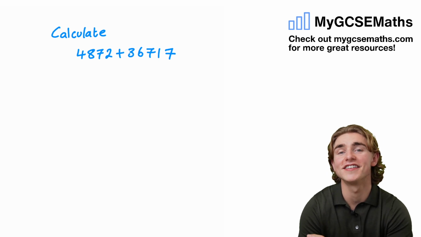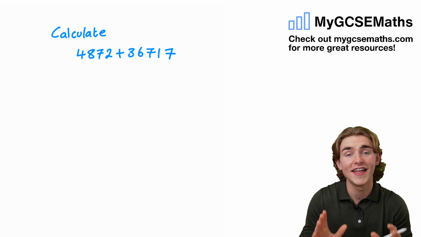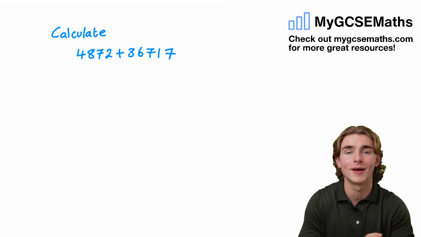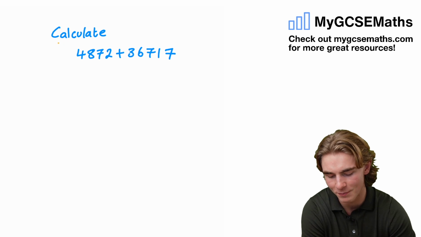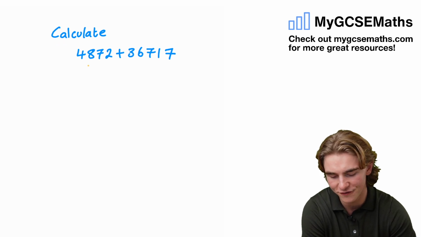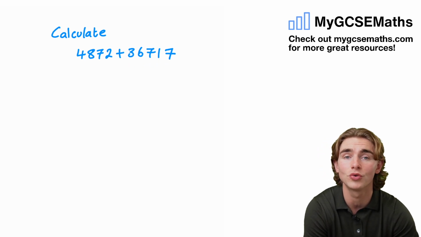Adding integers, guys, is definitely one of the most important skills in the entire course. It's used in so many different types of questions. Let's have a look at how to do it using this example here. Here we get asked to calculate 4,872 plus 36,717. Guys, to do this, we're going to use a method called column addition.